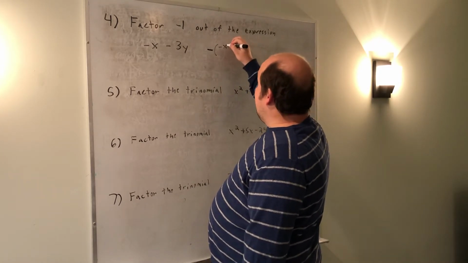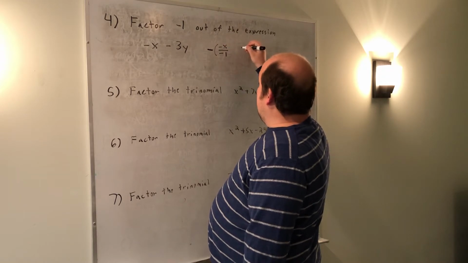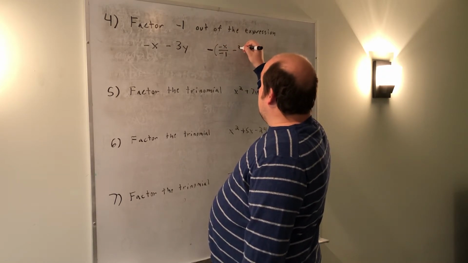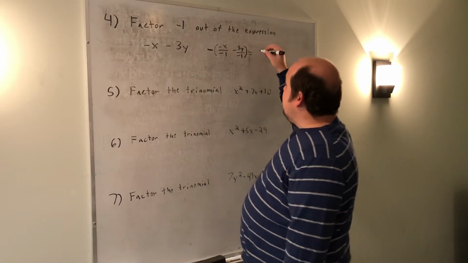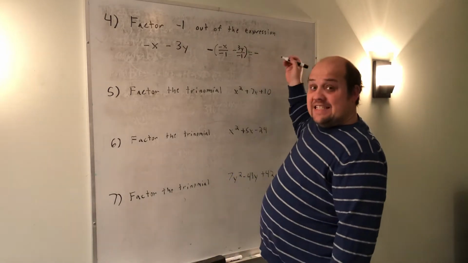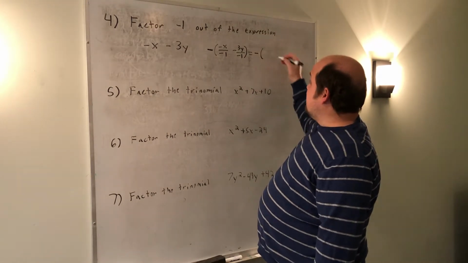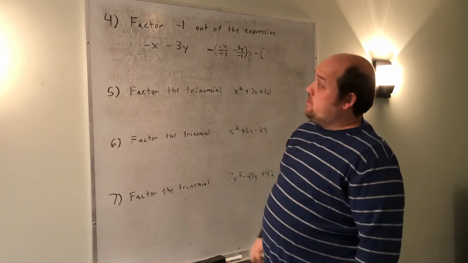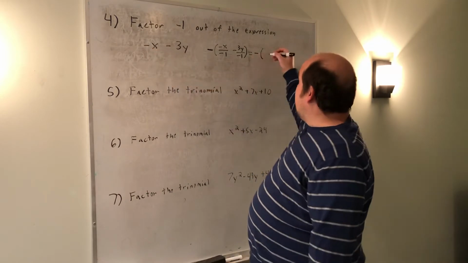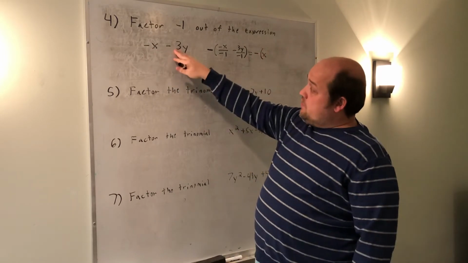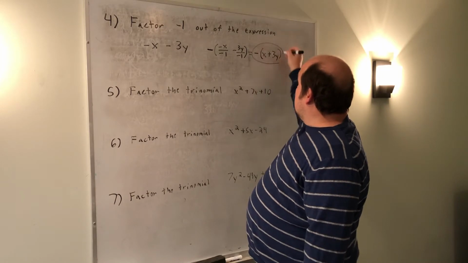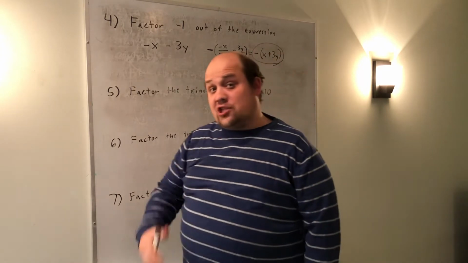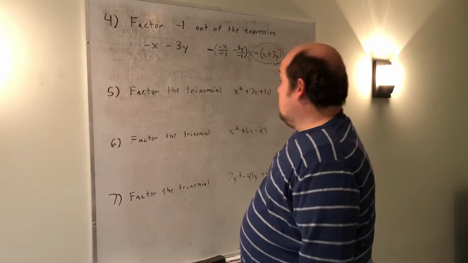What used to be -x is being divided by -1, and what used to be -3y is also being divided by -1. So what ends up happening is the negative sign stays outside. In parentheses, I just get the opposite signs of what I used to have. I used to have a -x, it's now positive. I used to have a -3y, it's now positive 3y. So when I factor a -1 out, it changes all the signs.